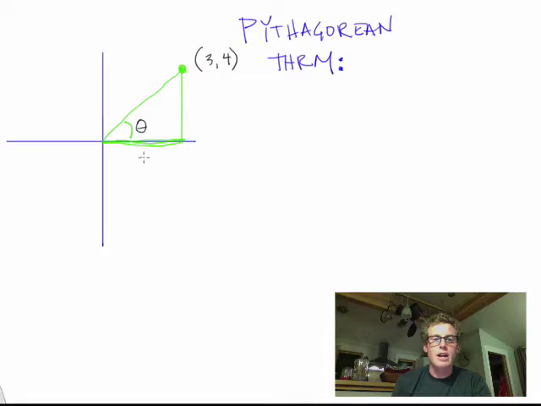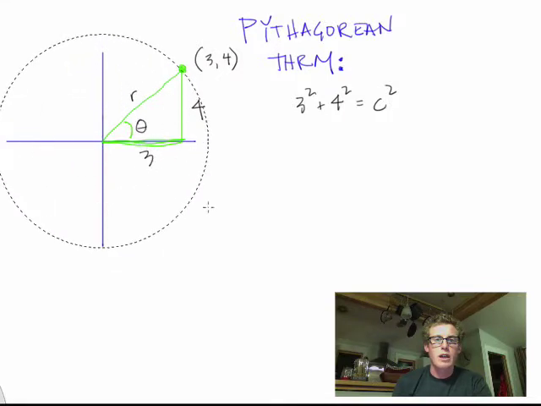Now let's say that this point right here is (3, 4). That means I go over 3 in this direction and 4 in this direction, and we could use 3 squared plus 4 squared equals c squared to figure out what r is. The reason I call this r is because if I was to make a circle, that's the radius that can spin around as theta changes.